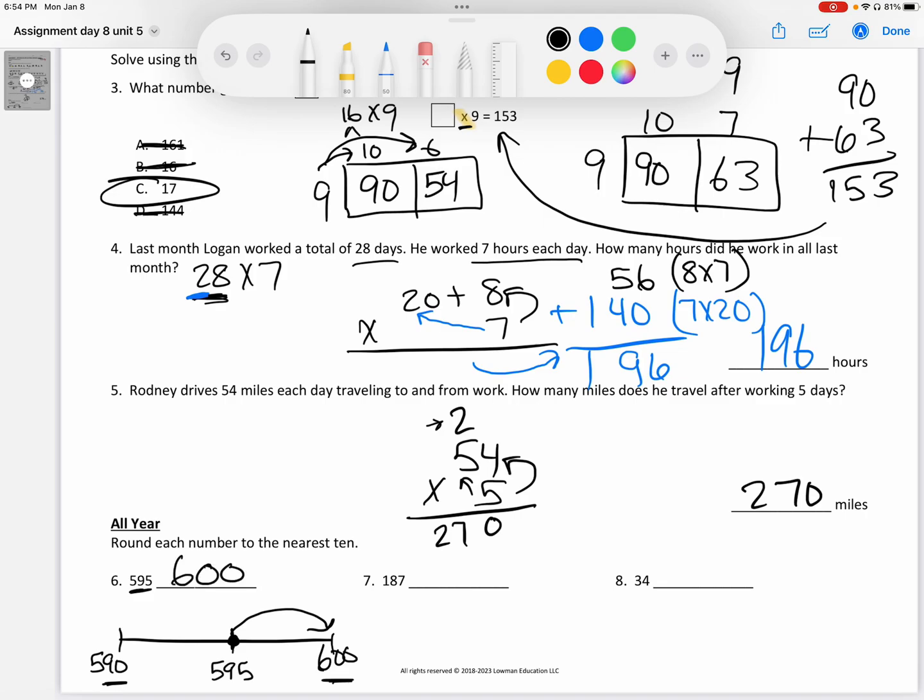Let's look at 8, because that one is not going to round up. The two tens that this falls between is going to be 30 and 40. And then the midpoint halfway between would be 35. Well, 34 doesn't quite reach 35, so it's going to round down to 30.